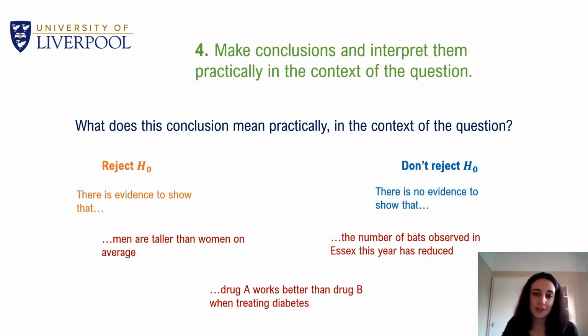The fourth and final step in conducting a hypothesis test is to make conclusions and interpret them practically in the context of the question. Depending on the outcome of step 3, you should now interpret what your conclusion means in the context of the question. If you reject the null hypothesis, then you have identified a significant difference, and so you can state what this means practically in the context of the question. If you don't find enough evidence to reject the null hypothesis, then you state this, along with what no effect or no difference means in the context of the question.